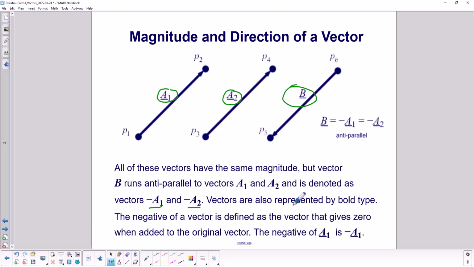Vectors are also represented by bold type, which we're showing over here. The negative of a vector is defined as the vector that gives 0 when added to the original vector. The negative of vector a1 is negative a1, and here's our anti-parallel. Vector b is equal to minus vector a1 and minus vector a2.